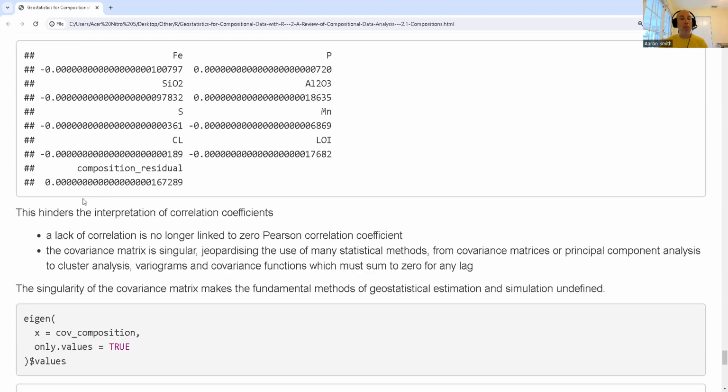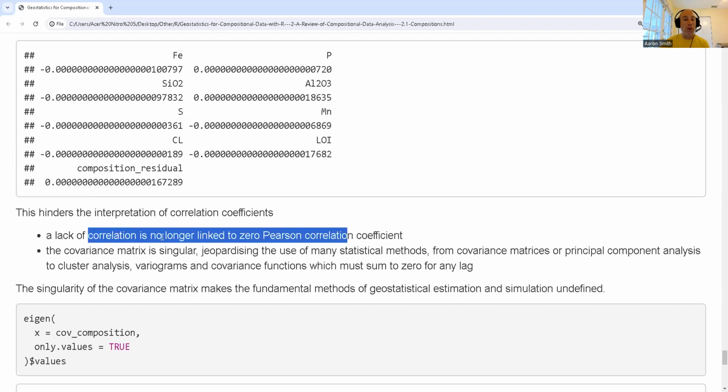All right, so this sets it up that it can hinder our interpretation of our correlation coefficients. So the correlation is no longer linked to zero Pearson correlation. No correlation doesn't have that strong connection to zero Pearson correlation that we are very, very accustomed to. And we're taught that from the very beginning, from the moment we learn about correlation. This aspect is super important, zero and no correlation. Now, it's even harder to figure out because we have that negative bias.